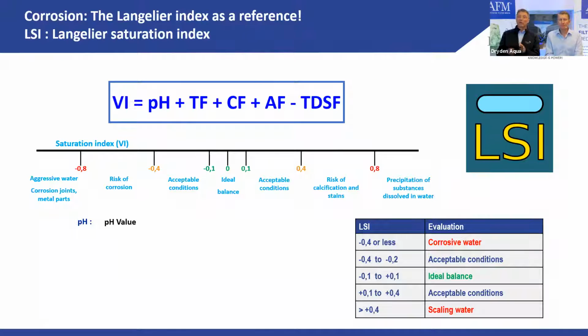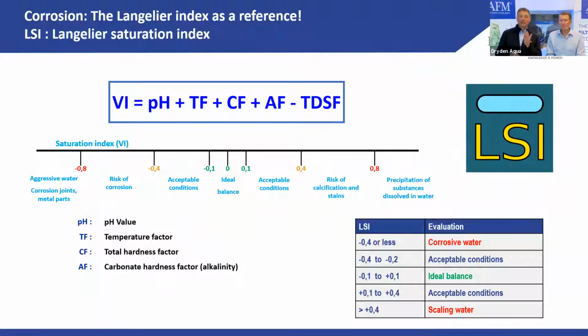The water gets more to the negative side, the lower your pH is. So the lower your pH, the more aggressive your water becomes. It becomes more aggressive with decreasing temperature, so warm water is less corrosive than cold water. Hardness, total hardness: the softer your water is, the lower your hardness factor, the more corrosive it will become. And then alkalinity: the lower your alkalinity, the more aggressive your water becomes. And the last factor, the higher your salinity, the more corrosive.